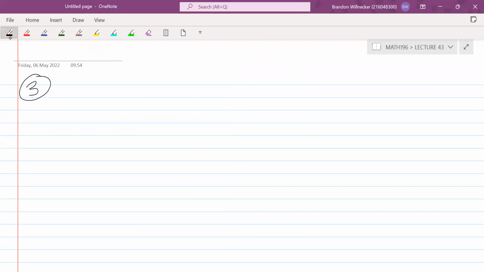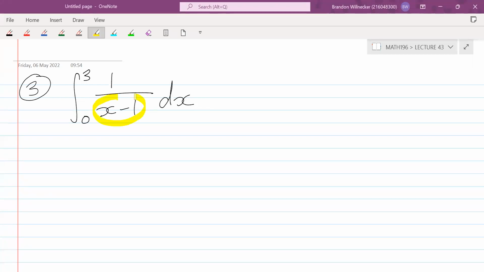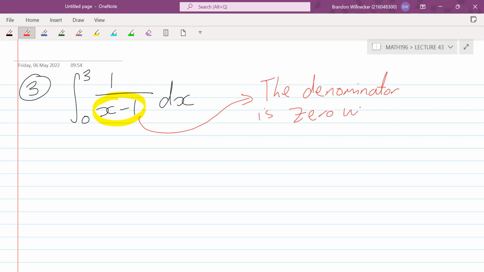Example 3, we have the integral from 0 to 3 of 1 over x minus 1 dx. Just by looking at this, we see we've got a problem. Let's write here: the denominator is 0 when x equals 1. So we have an asymptote at x equals 1.